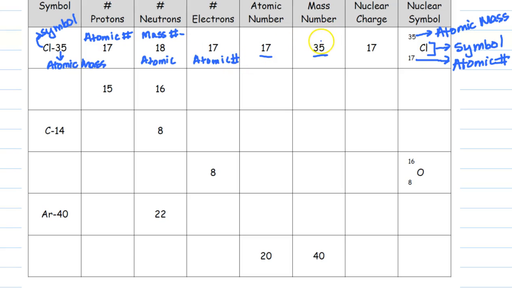And then the next number is the nuclear charge. The nuclear charge is simply the number of protons and neutrons that you have in the atom. Sorry, the nuclear charge is going to be the charged particles in the nucleus. So it's going to be the number of protons. Okay, let's look at the next one.